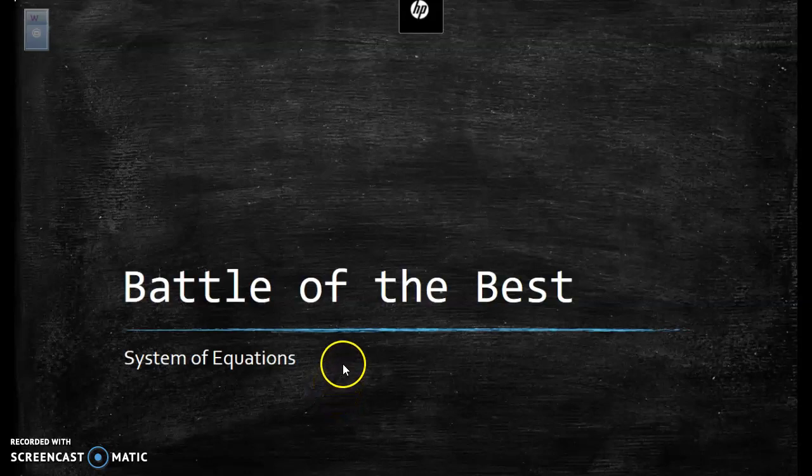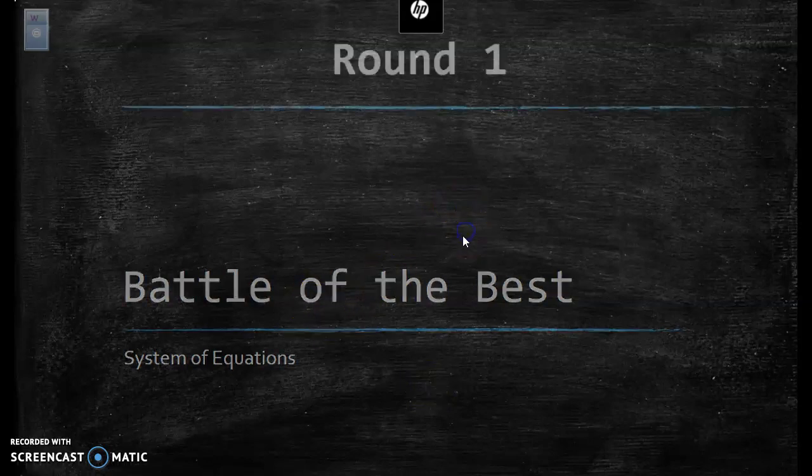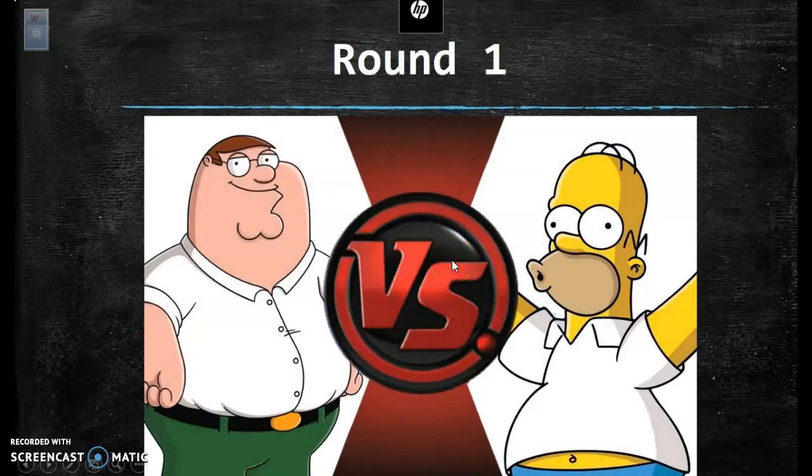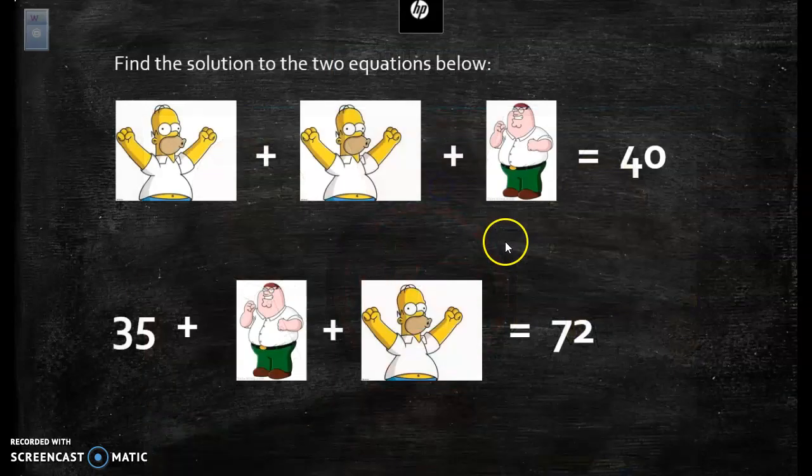Alright guys, today we're going to be looking at system of equations through a little PowerPoint that I've got put together for you. For system of equations, it's whenever we have two equations, and we're going to try to find out when those two equations equal each other. To do that, we're going to be comparing two people against each other, or in this case, two animated characters. We got Peter Griffin versus Homer. And here's our equations. We want to find the solution to these two equations.